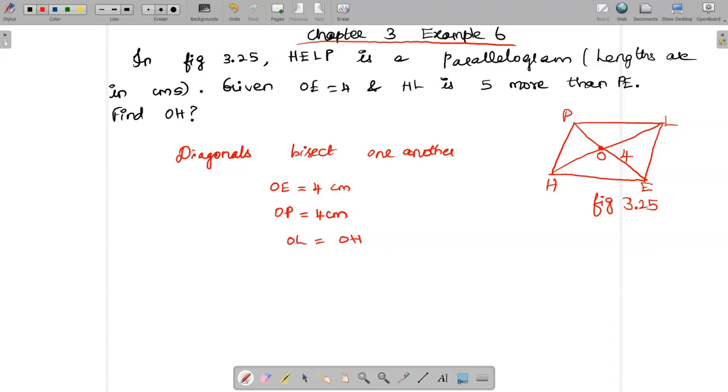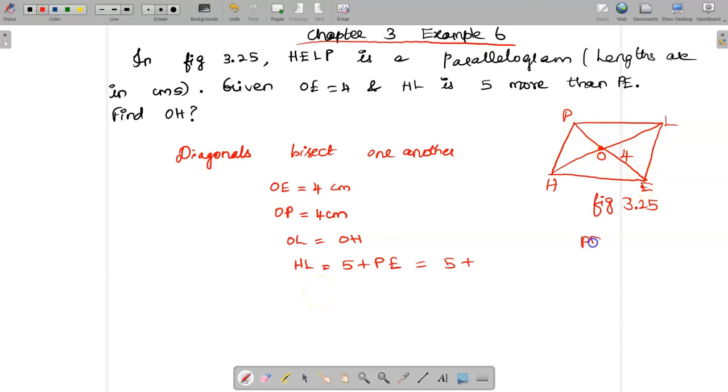For that, what they have given is HL is 5 more than PE. So we have to add 5 to PE. Five plus PE is HL, from the hint given in the question. So 5 plus what is PE? PE is OP plus OE, correct? This is the whole length.